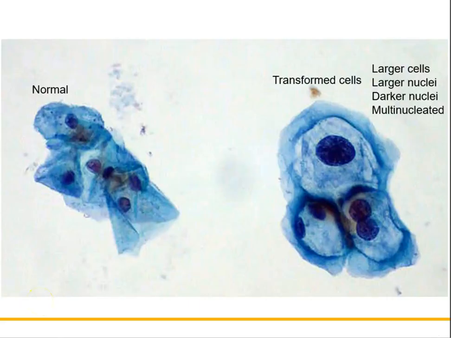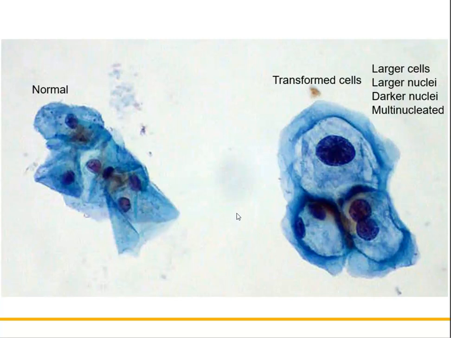Okay, so I have an example here of normal cells on the left. And these are squamous cells, so they're real thin, they're flat, kind of waifish. You can kind of see this cell here is kind of folding back over itself. Okay, and then over here are transformed cells. Same kind of cell, squamous cell, but you can tell they're larger. They have larger nuclei. They have more genetic material. They have darker nuclei. It stains darker because there's more DNA there to absorb the stain. And then you can see they are multinucleated.